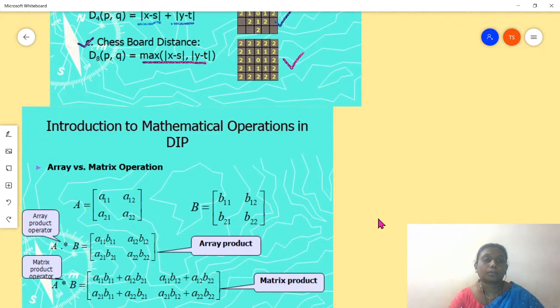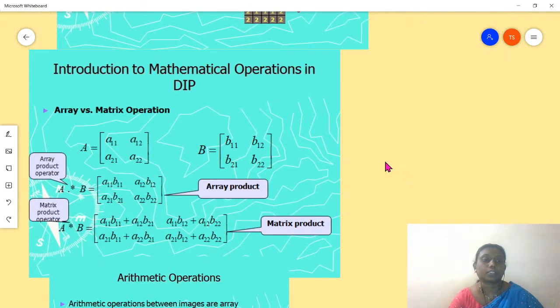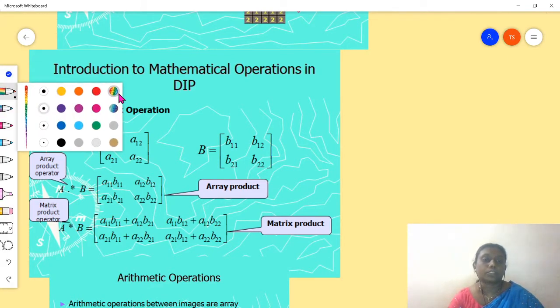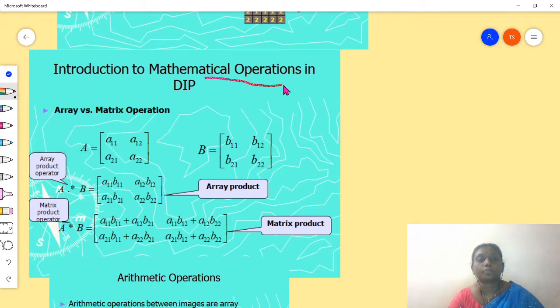Now coming to the mathematical operations, we are using basic mathematical operations in digital image processing. Here we are taking array operations and matrix operations. For example, we are taking two matrices, the A matrix and the B matrix. These are the values within the elements of the A matrix, and these are the values in the B matrix.